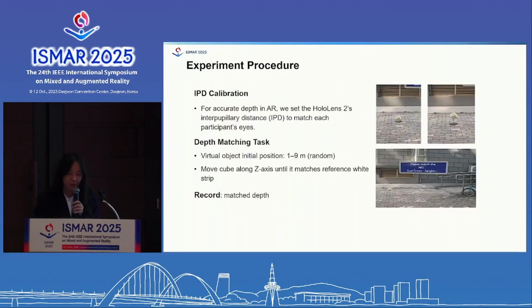Before the experiment, for accurate depth in AR, we set the HoloLens 2's IPD to match its participants' eyes. At the beginning of the depth matching task, the virtual object was placed randomly from 1 meter to 9 meters. The participant should move the cube along the z-axis until it matched the reference white strip. After that, the matched depth was recorded.